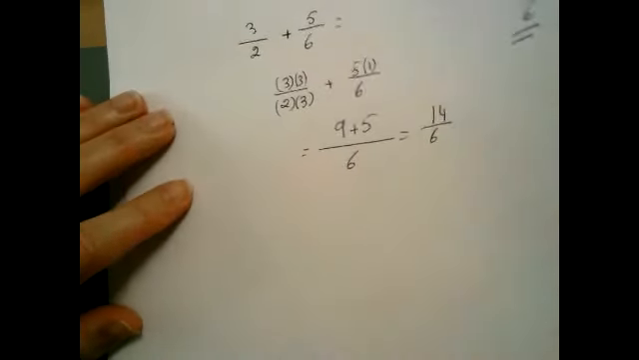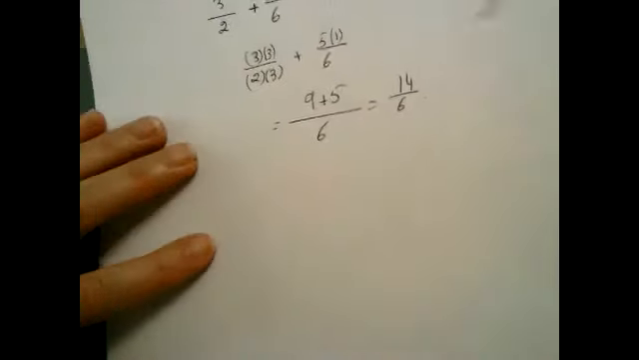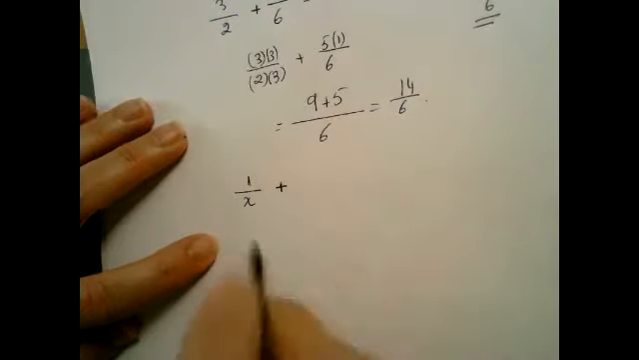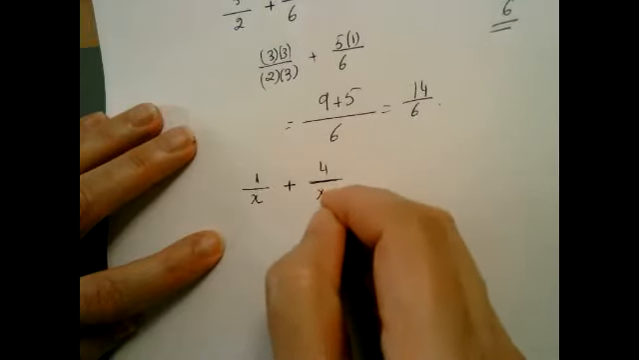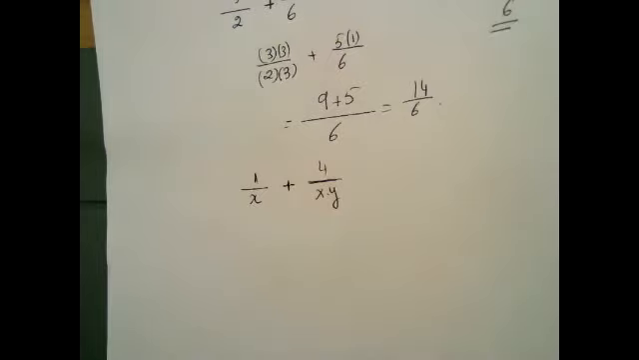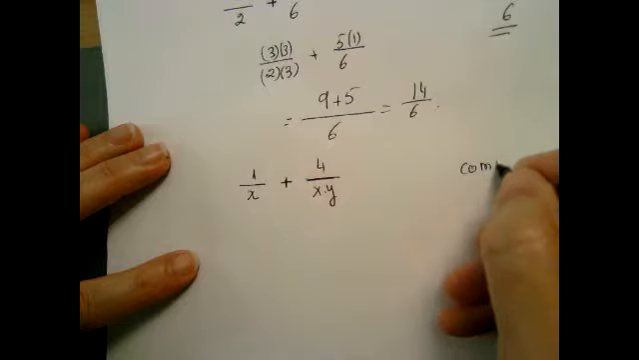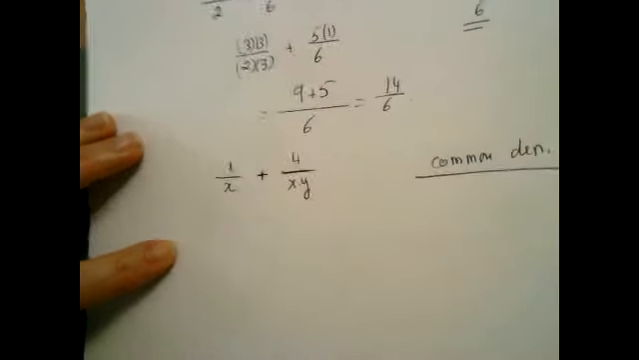Okay, very good. Now I move to symbols. So the idea is moving from numbers to symbols. So let us say now I have 1/x, and I'm going to add to it 4/xy. Okay, and I want to combine them as a fraction. What do you think is going to be the common denominator?